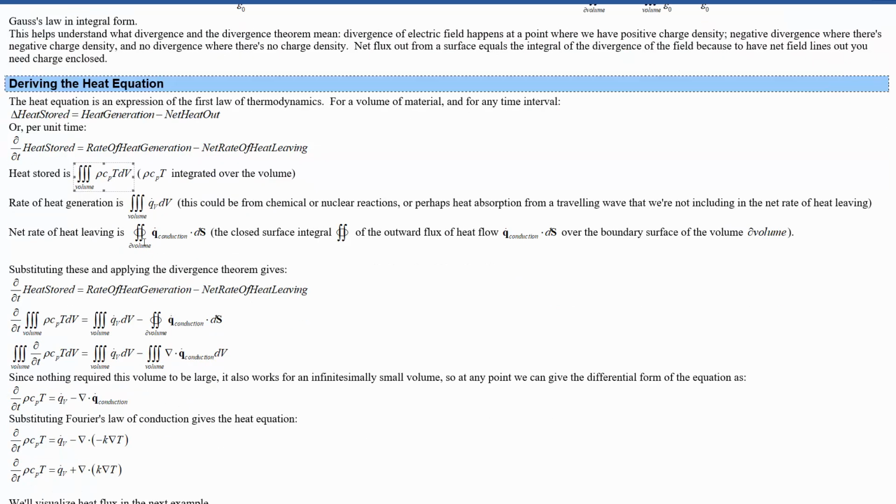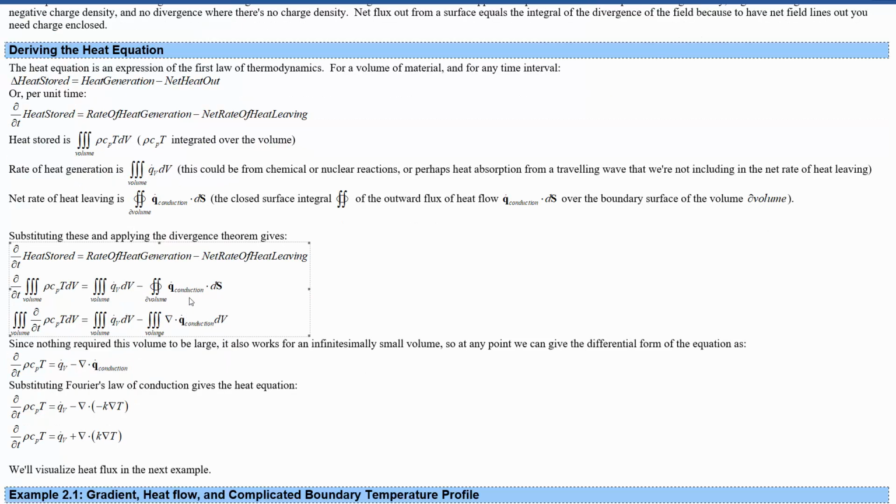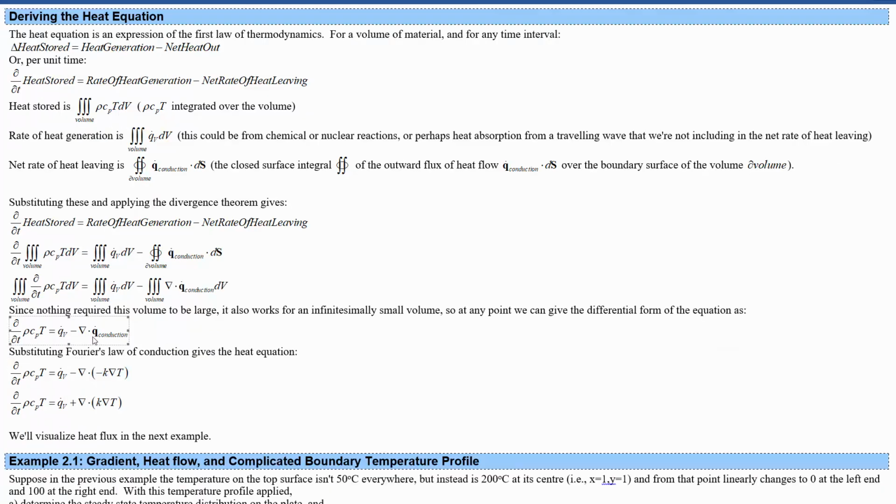Okay, so if we start off with this equation that we wrote here, and we sub in those expressions that we just came up with, so what the heat stored is at any time, and then the rate of heat generation and the net rate of heat leaving, then we use the divergence theorem on this one to relate that to another volume integral of the divergence of the heat flux density. Then we can say, all right, well, if this is true over any volume, it must be also true over some infinitesimal volume. So we could do the same thing without the volume integrals. And now, substituting in what Fourier's law said about this heat flux density being negative k times the gradient of temperature, we've got the heat equation.